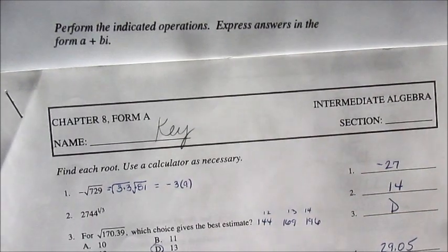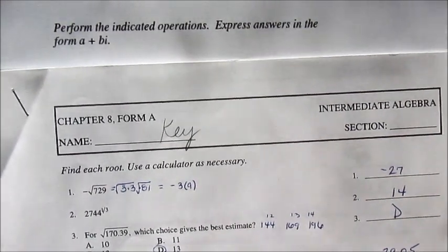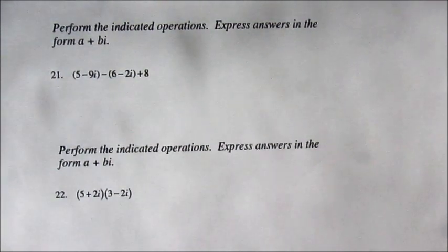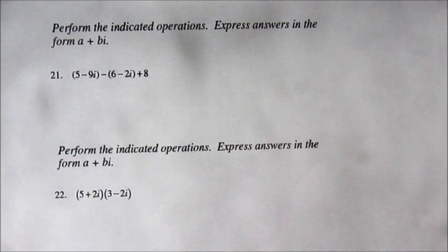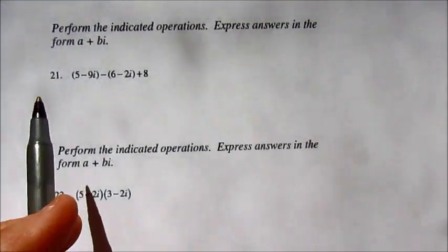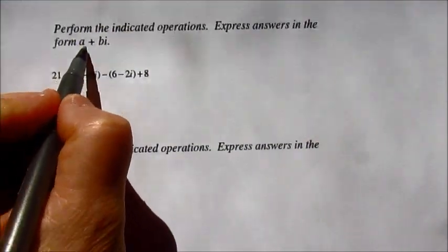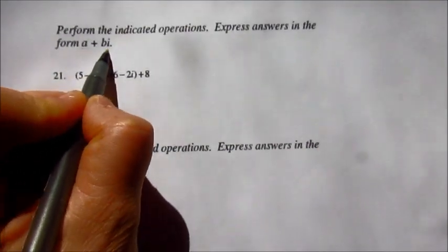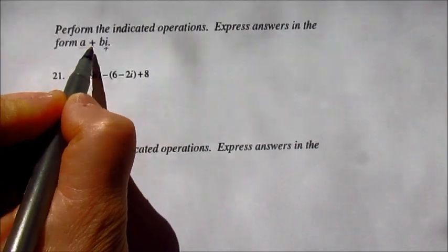This is the Chapter 8 Form A handout that was given in class. We're looking at questions 21 to 24. They are involving complex numbers. Express your answer in A plus BI form. So one piece will have no i's and the other piece will have i's with an addition in the middle.